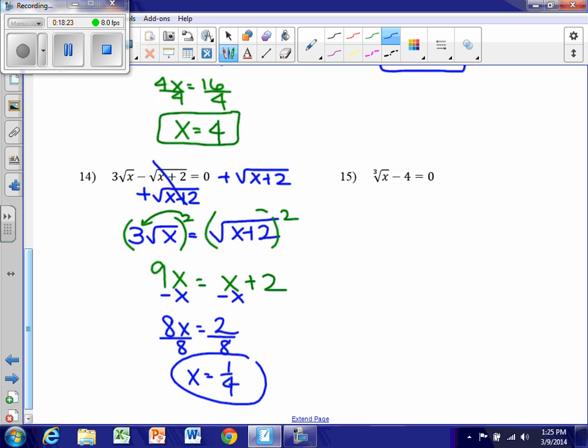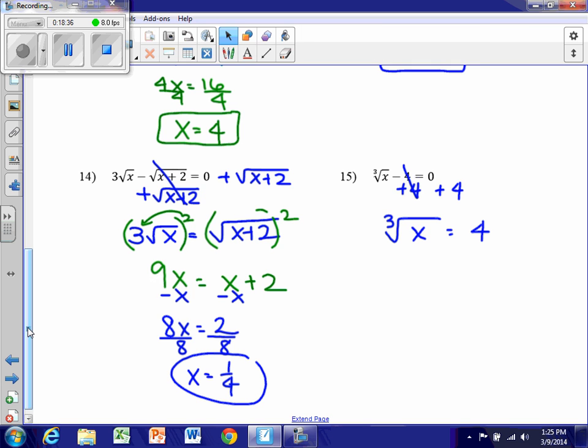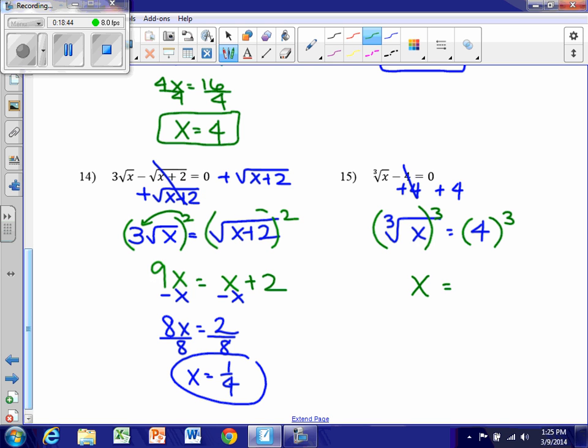Okay? And the last one has a cube root in it. So just like before, we're going to isolate the root. So we have the cube root of x equals 4. And to get rid of the cube roots, we're going to raise it to the 3 on both sides. That gives me the x I want. And then I work out 4 cubed, and I'm done.